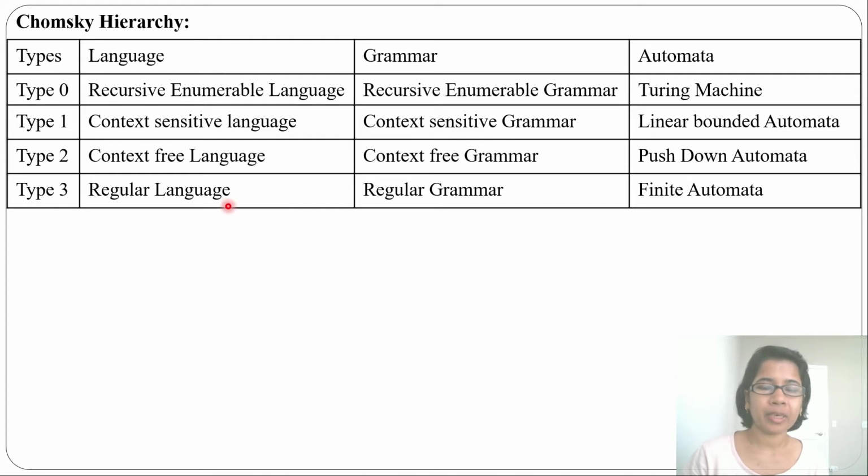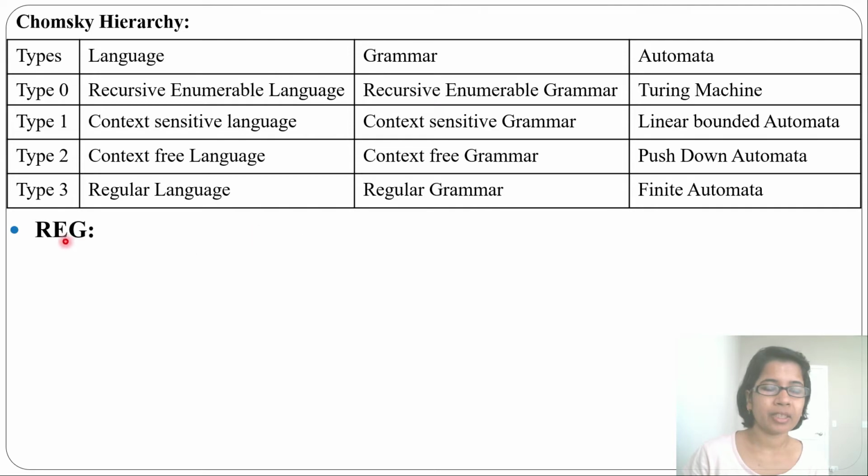And for every language there is a specified grammar. For recursively enumerable language there is recursively enumerable grammar. For context sensitive language there is context sensitive grammar. For context free language there is context free grammar. For regular language there is regular grammar. Let's discuss what is the difference between these grammars.